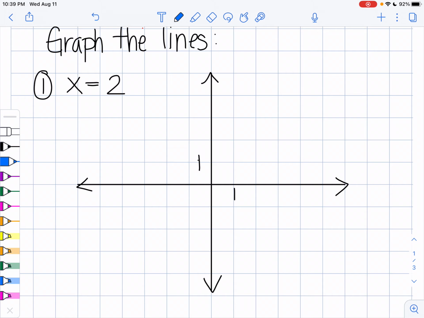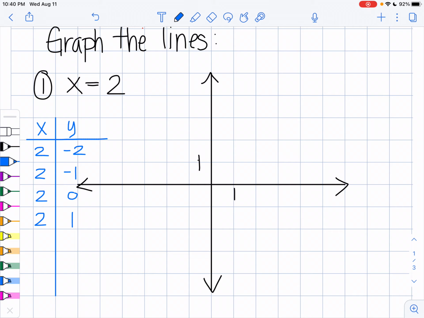So when I was first learning, I always had to write out a t-chart and say, okay, x is always equal to 2. Doesn't matter what y is. So I'm just going to write some 2's. And I'm going to pick some values for y because it doesn't matter what y is. x is always going to equal 2. So I'm going to pick a -2, a -1, a 0, and a 1. Let's just go with that. And I'm going to plot my points and see what happens.